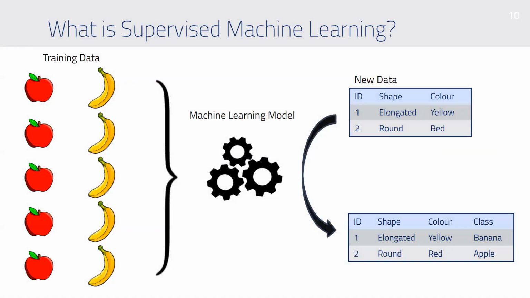Okay, so just to do this visually, I give my model a bunch of characteristics on apples and bananas, in this case only shape and color. So I train my machine learning model. When I give it new data, with only shape and color, it will know that an elongated and yellow fruit will qualify as a banana, or a round and red fruit will qualify as an apple. Okay, this can be extended much further.